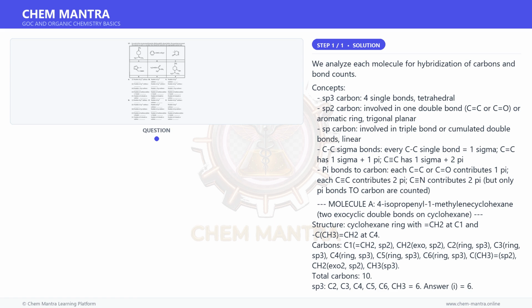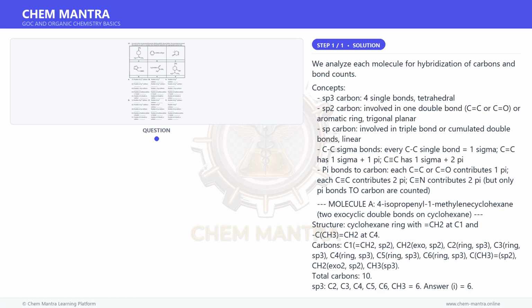C to C sigma bonds: ring has 6 C to C bonds, C1 to exo CH2 equals 1, C4 to C isopropylidene equals 1, C isopropylidene to CH3 equals 1, C isopropylidene to CH3 equals 1, total is 6 plus 1 plus 1 plus 1 plus 1 equals 10. Answer: 4 equals 10. Pi bonds to carbon: C1=CH2 gives 1 pi, C isopropylidene=CH2 gives 1 pi, total equals 2. Answer: V equals 2.